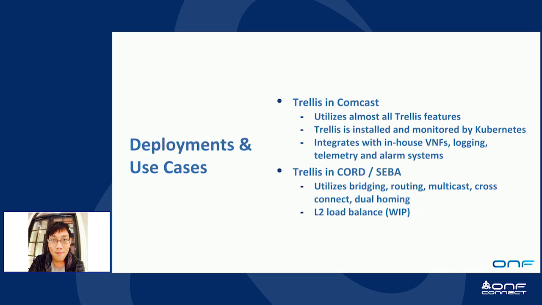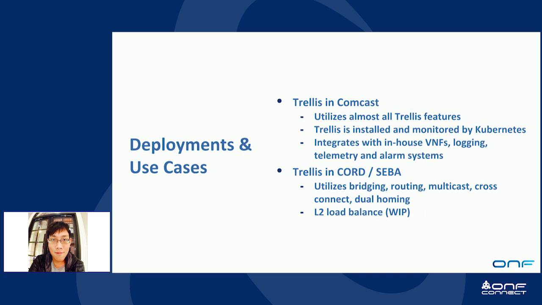So deployments and use cases. So where is Trellis being used? So today Trellis is basically used in two big scenarios. The first one is we've been working with Comcast on this case for many years. And basically what Comcast does is that they use Trellis as their leaf-spine for their edge network. So what they do is that they use almost all the Trellis features I mentioned above.